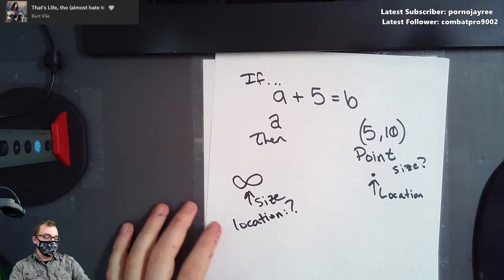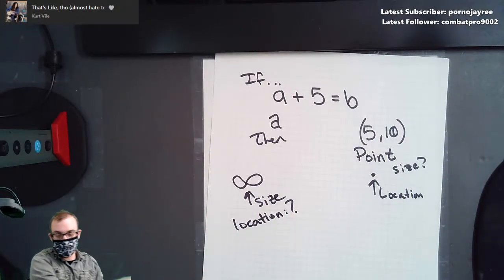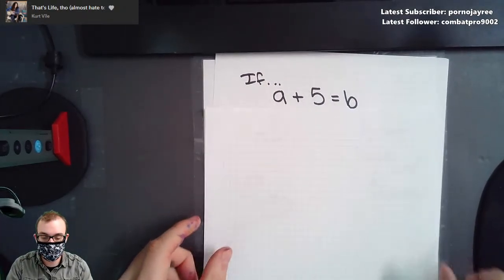What else do we know about A and B? If A is 5 and B is 10, what else do we know?